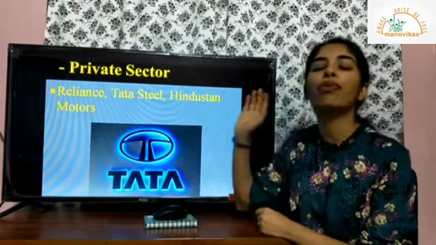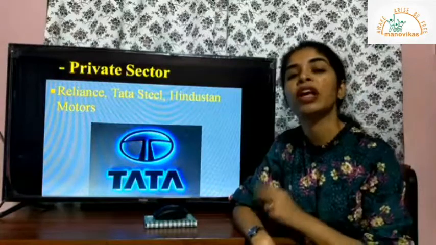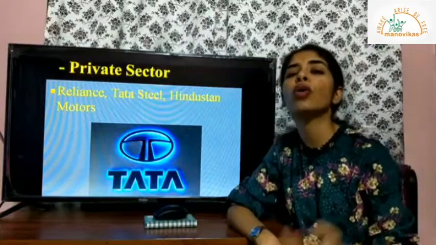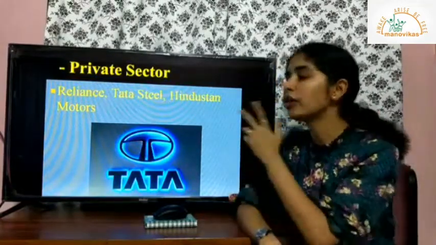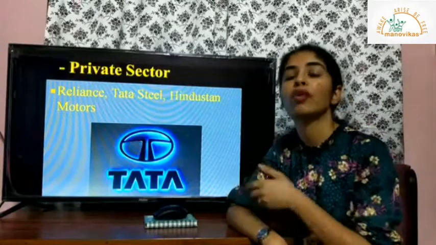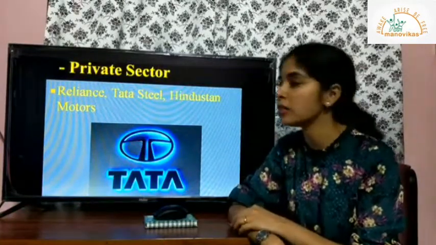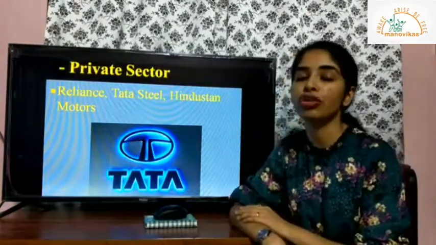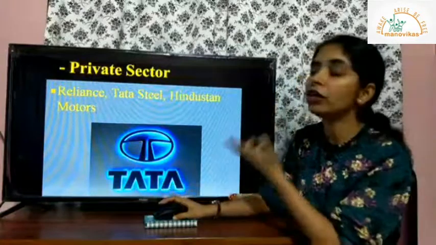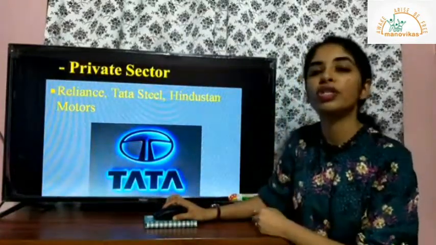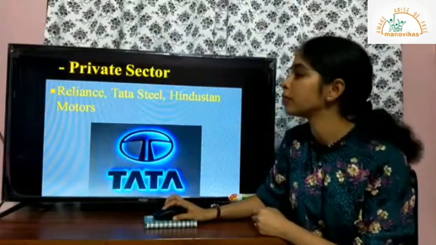For example, private sector industries. These are the ones which are owned by an individual, a single person, or maybe his family. Okay, this includes Reliance Industries, which are owned by the Ambanis. Then Tata Steel, which is again owned by the Tata group of family. Okay, then you have Hindustan Motors also, which is a private sector.